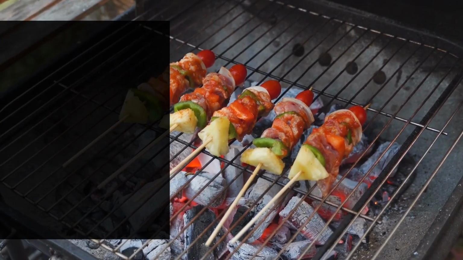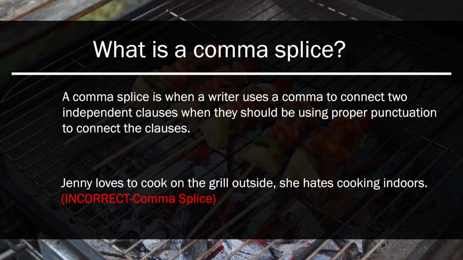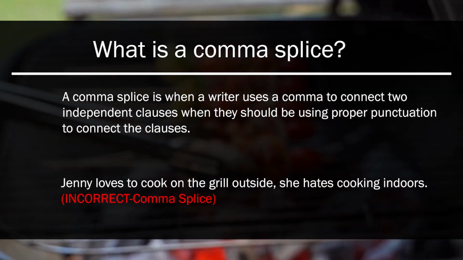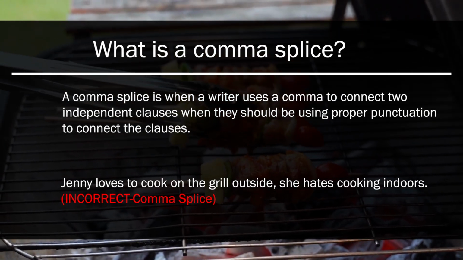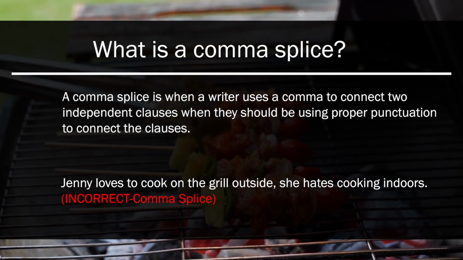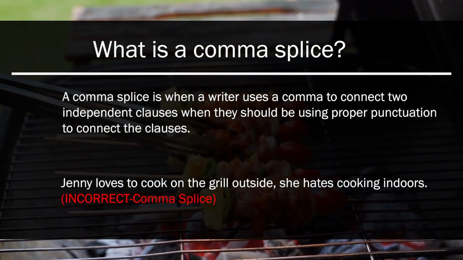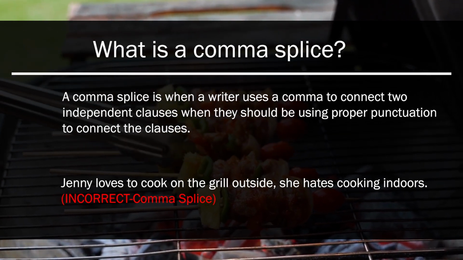Gabe went to the store, semicolon, unfortunately, he forgot to buy the milk. So, what is a comma splice and how do we correct it? A comma splice is when a writer uses a comma to connect two independent clauses when they should be using proper punctuation to connect the clauses. For example, Jenny loves to cook on the grill outside, comma, she hates cooking indoors. Incorrect, comma splice, because the two sentences are run together, connected only with a comma.